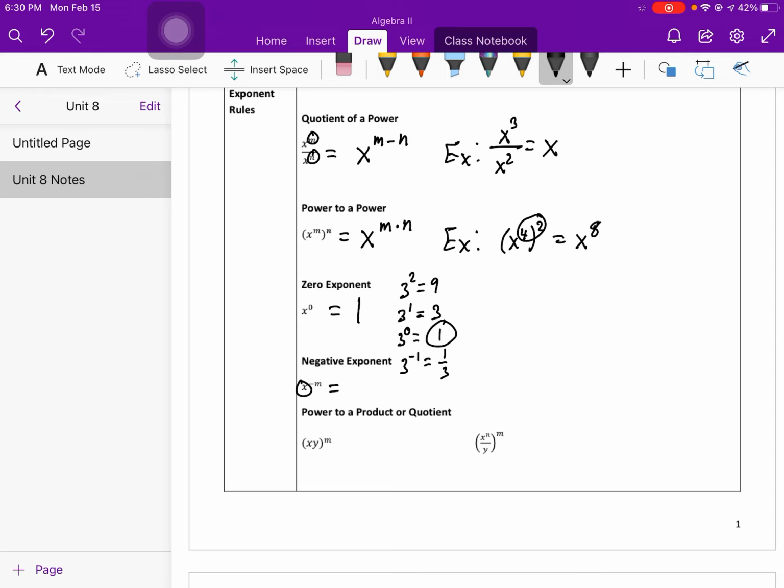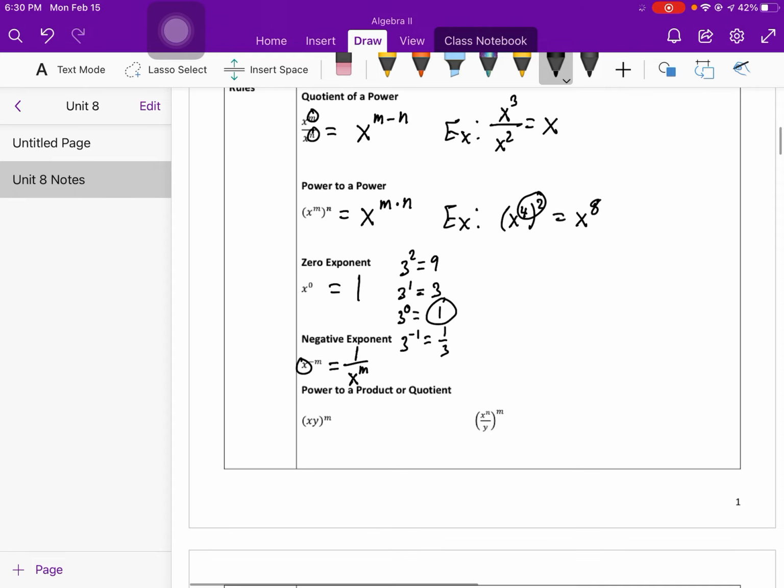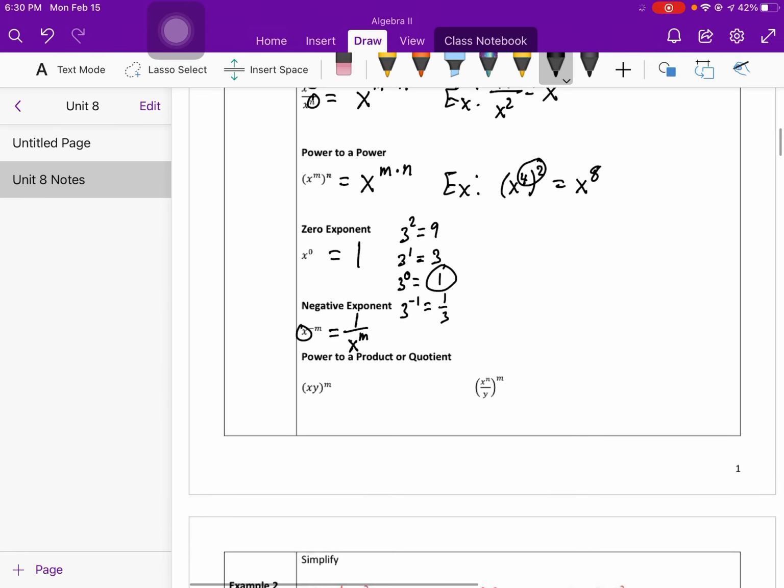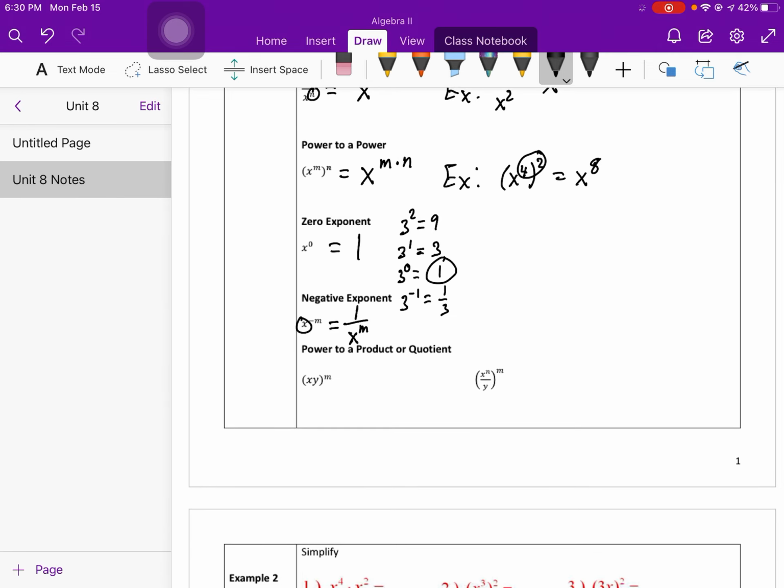And then I kind of cheated and went ahead here, but the negative exponent rule is you take your base and it just becomes the fraction. So it goes to the bottom of a fraction. So it becomes x to the m. Now notice, once I bring it to the bottom, the exponent goes from a negative to a positive. So it changes signs.